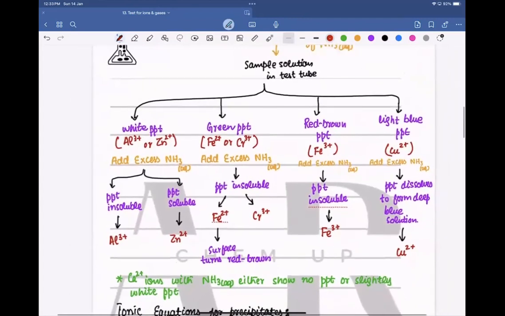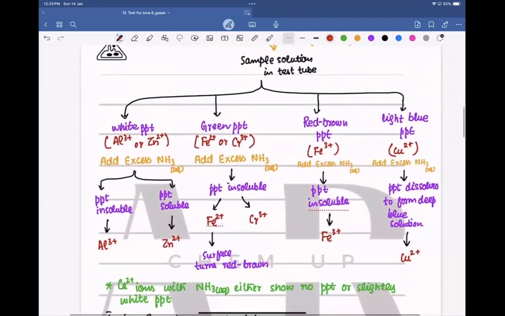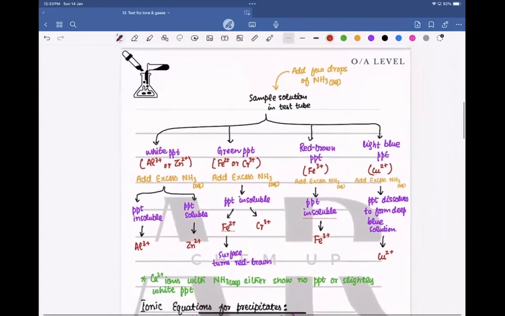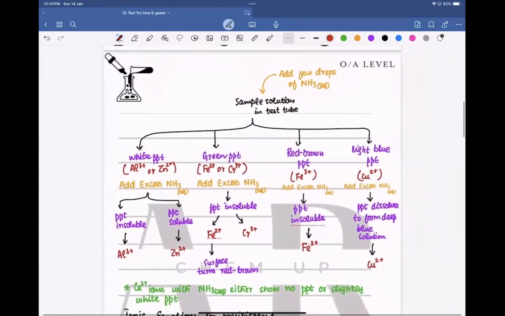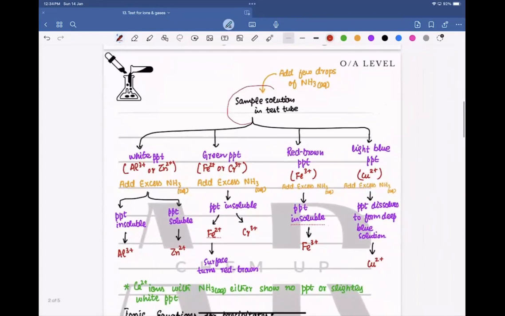In this case, we have a simple solution. And in that simple solution, if we add a few drops of aqueous ammonia and white precipitates are formed, then it means it is either aluminium or zinc. If we add excess aqueous ammonia and the precipitate doesn't dissolve, then it's aluminium. And if the precipitate dissolves, then it's zinc.